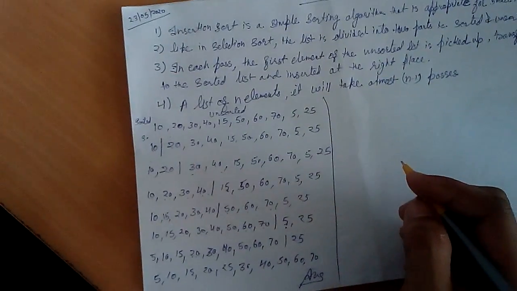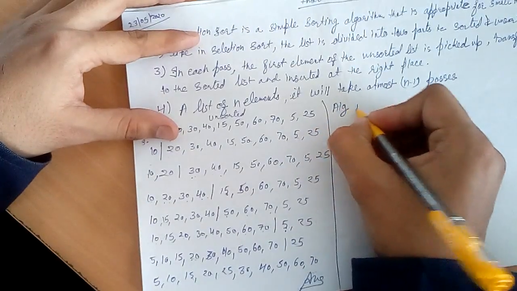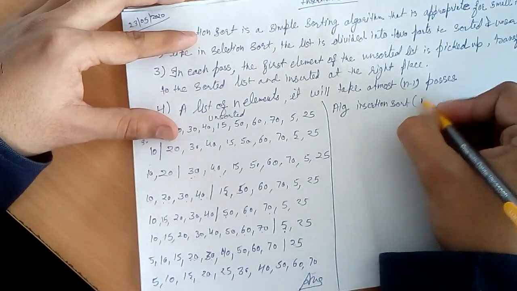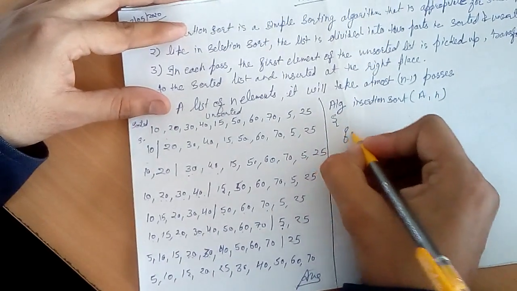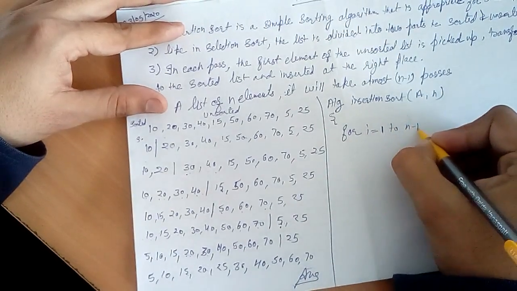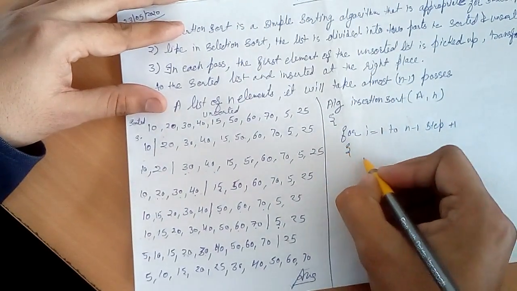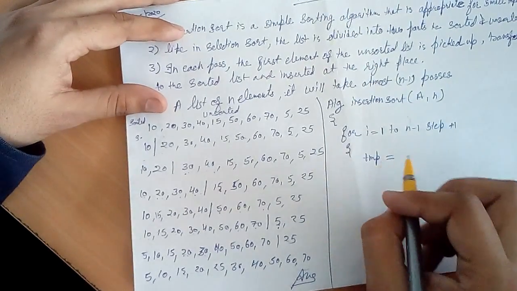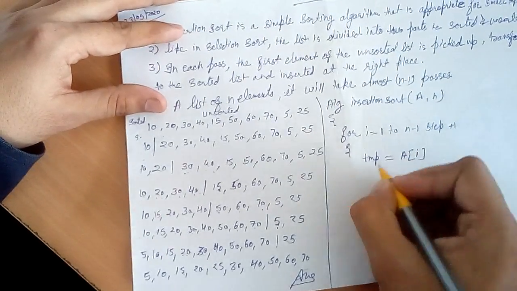Now we will see the algorithm for that. Algorithm insertion sort. We will pass a, that is the array, and n, the number of elements. Okay, so we will start the loop for i equals 1 to n minus 1, step plus 1. So here we will take a temporary element for the swapping. We will keep the element a[i] of the array here.